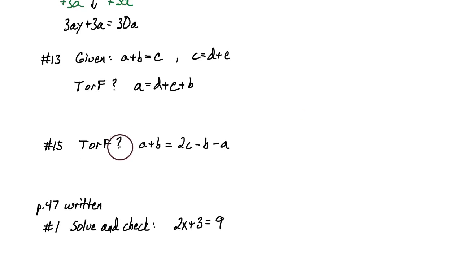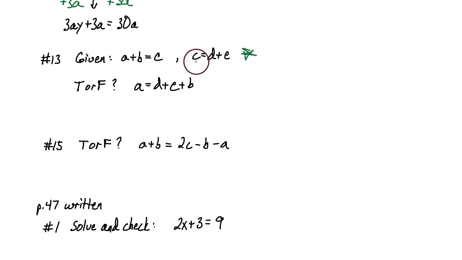For number 13, we're asked a true or false question. Is a equal to d plus e plus b? And what we have to work with is this given information. A plus b is equal to c, and c is equal to d plus e. Let's make some transformations of this equation to see if we can show that the left side is equal to the right side. If so, we're going to answer true.